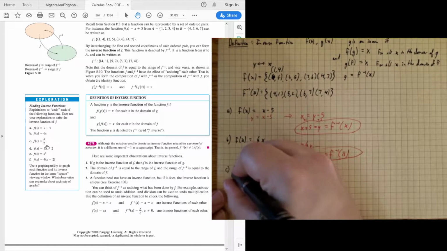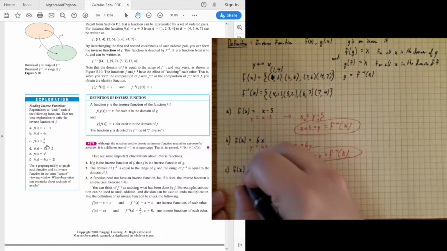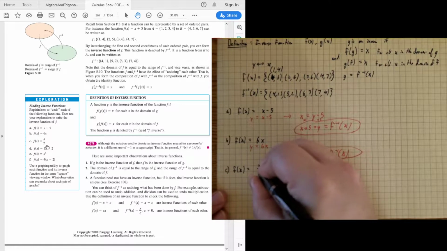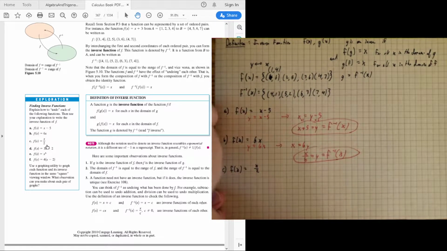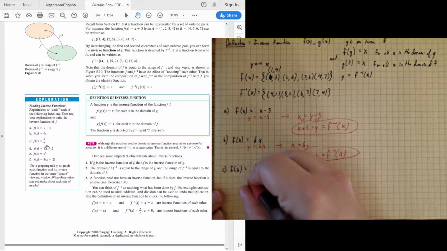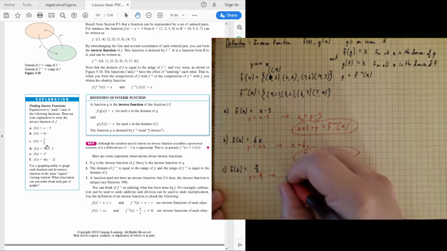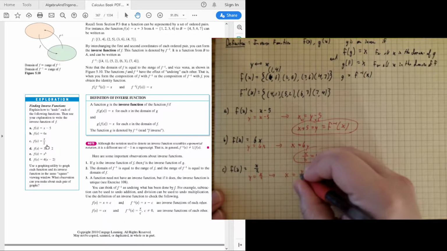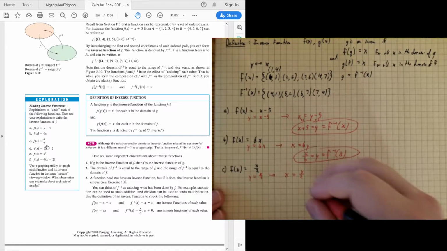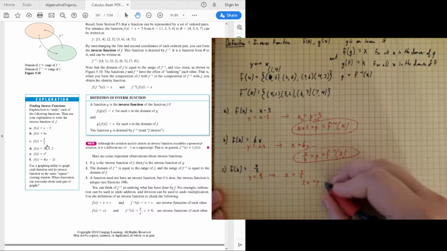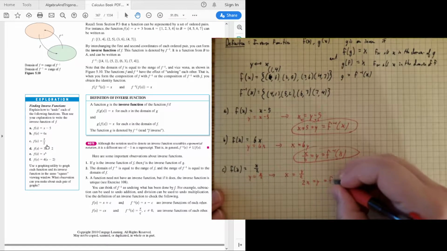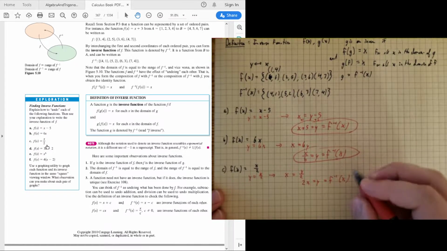If I have f of x is equal to x over 2, and I want to find the inverse function, I would simply take that function, y equals x over 2, and invert it. So it becomes x equals y over 2. And then multiply both sides by 2. I end up with 2x equals y, which means 2x would be the f inverse function.